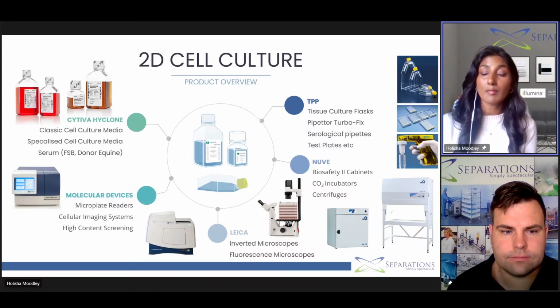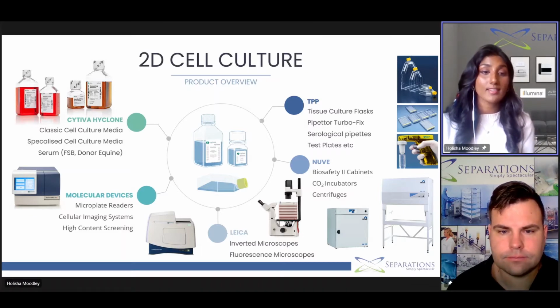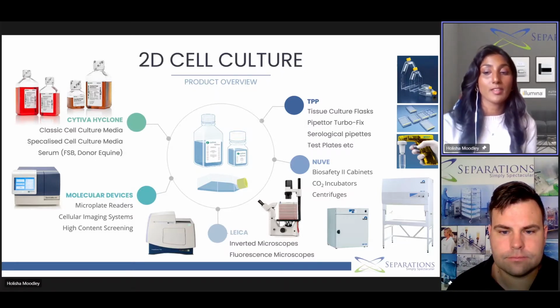They can be cellular imaging systems or high content screening systems. When it comes to cell-based assays, we're able to offer microplate readers. This is everything from absorbance, fluorescence, luminescence, TRF, alpha screening, you name it. So these are the instruments and the media and products that we offer that can help you get your cell culture lab started up and running.